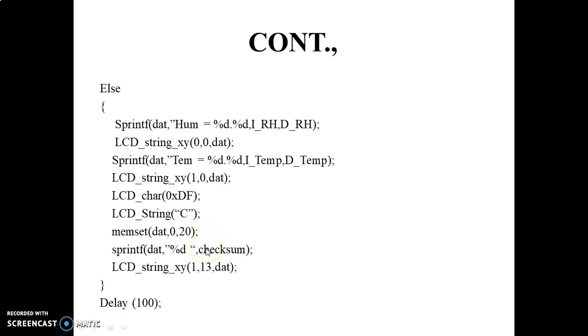So as of now, we have discussed the sensor interfacing and the classification of sensors with its interfacing. Thank you.